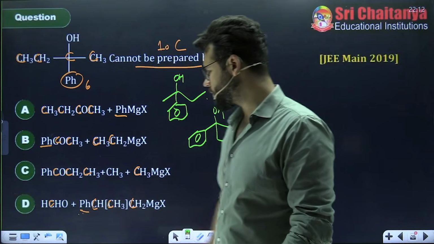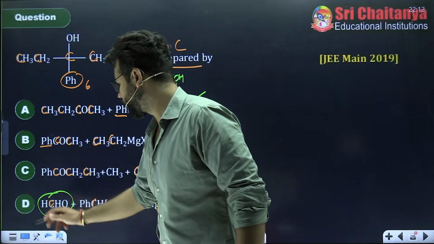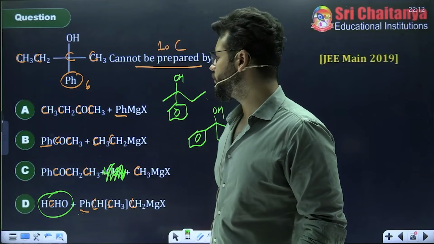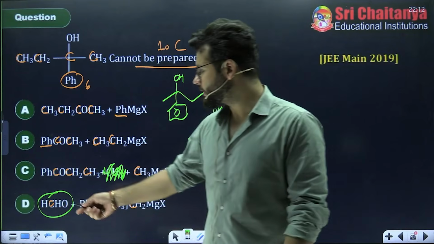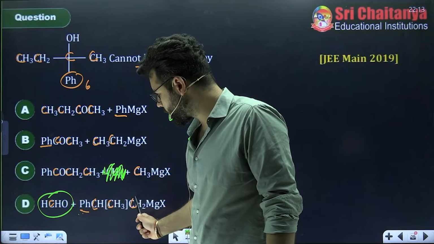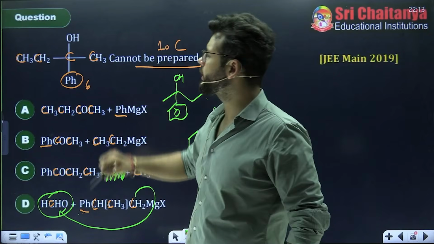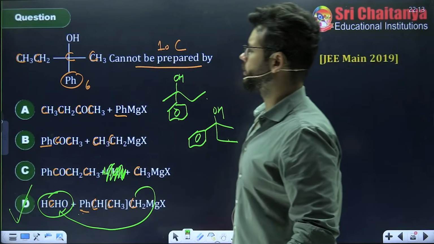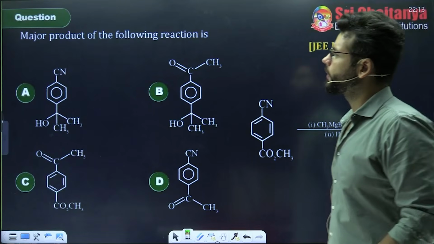I'm checking the last one now. Last one would give you a primary alcohol. I think this is just written by mistake. Last one will give you a primary alcohol because, as you can see, it's formaldehyde. When the Grignard attacks formaldehyde, whatever the Grignard is, it will give you a primary alcohol. But we need a tertiary alcohol, so we need to attack a ketone. So D will not give you the correct product.